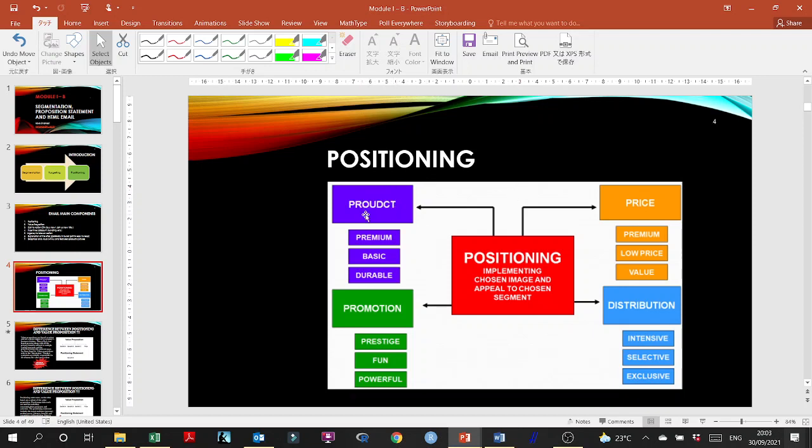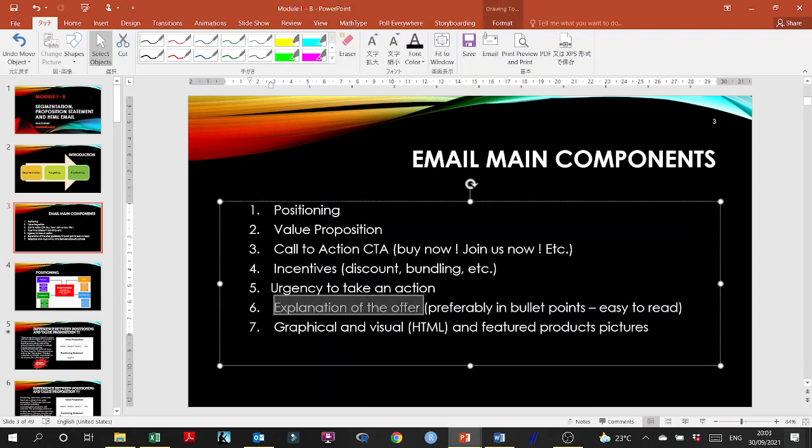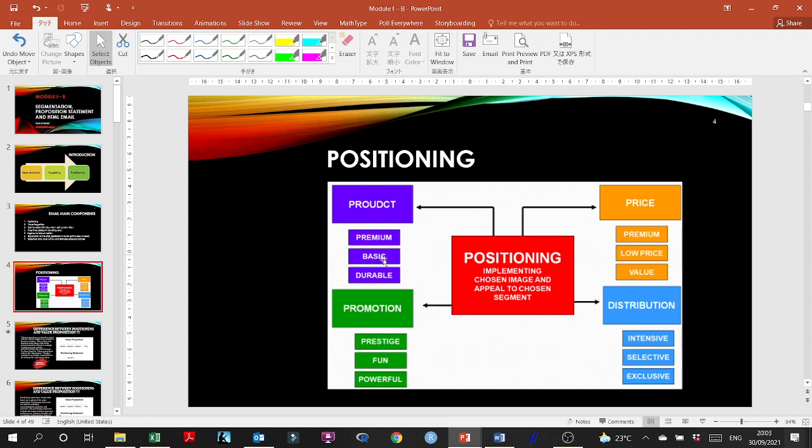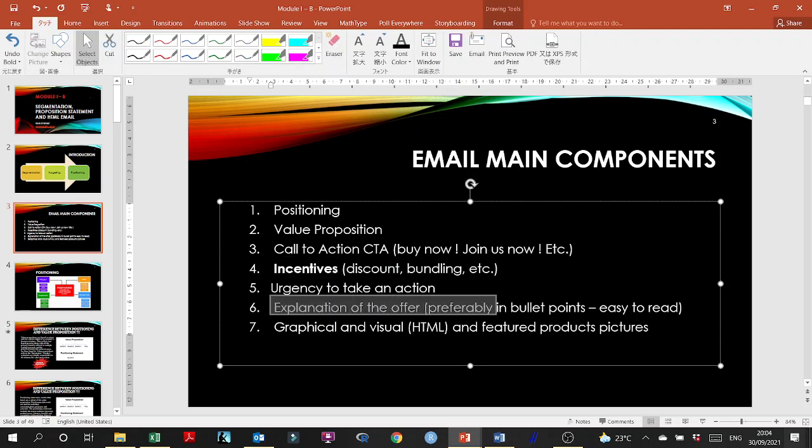But you need to really know your product. Are you premium, basic, durable? Your price: you need to include the price in the email. Of course, I haven't mentioned this here, but I said an explanation of the offer. An explanation of the offer is basically the P's: the product itself, the price of the product, and how you ship it. Is it fast shipping, is it free shipping? This could be part of the incentive, or spend this much money and get free shipping. And also your promotion or incentive. So with the 4 P's, we're covering incentives and mostly the explanation of the offer.